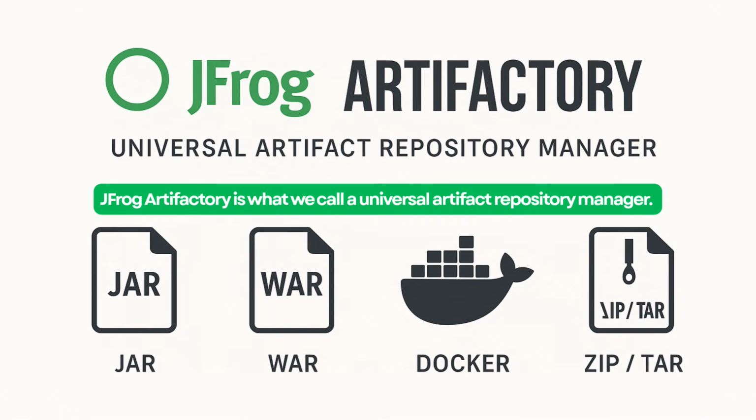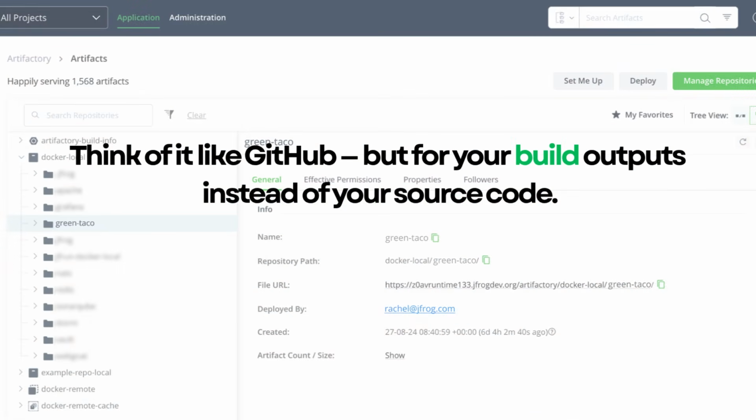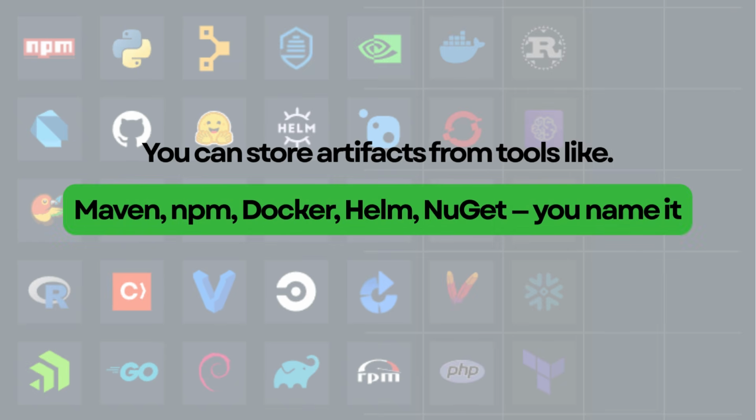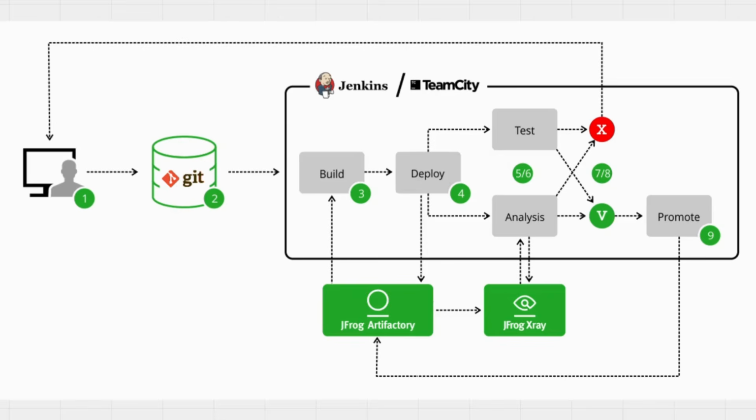JFrog Artifactory is what we call a universal artifact repository manager. Think of it like GitHub, but for your build outputs instead of your source code. You can store artifacts from tools like Maven, NPM, Docker, Helm, NuGet, you name it, everything is there.